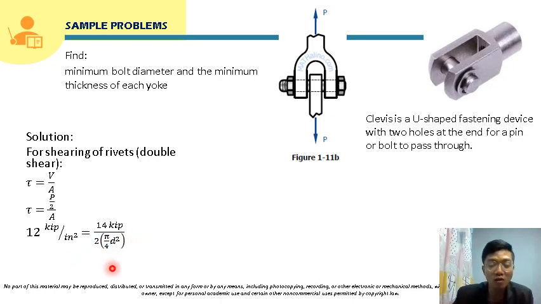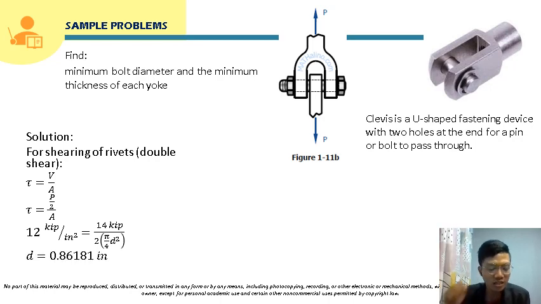Since that is the only unknown, to solve for the diameter, that will just be 14 over 12 times 2 times pi over 4, and then we take the square root of the answer since this is d squared. So the diameter here is 0.86181, and the unit is inches. This is the diameter that we are looking for, so this is the minimum bolt diameter.